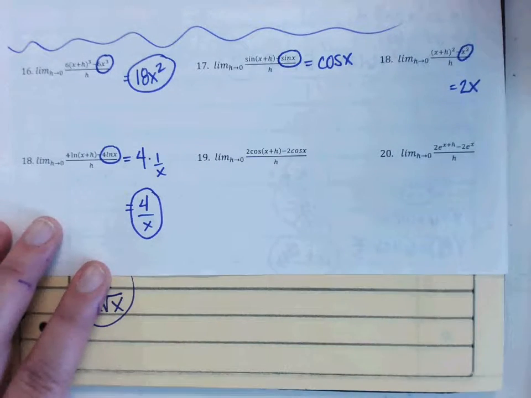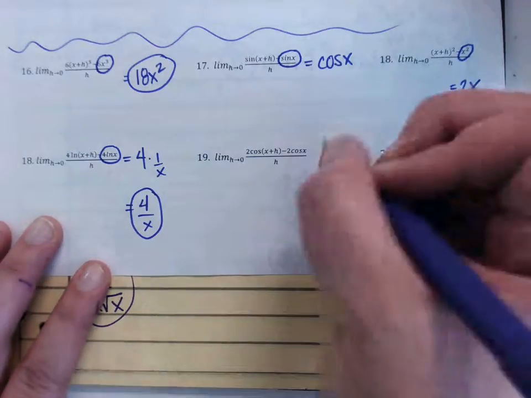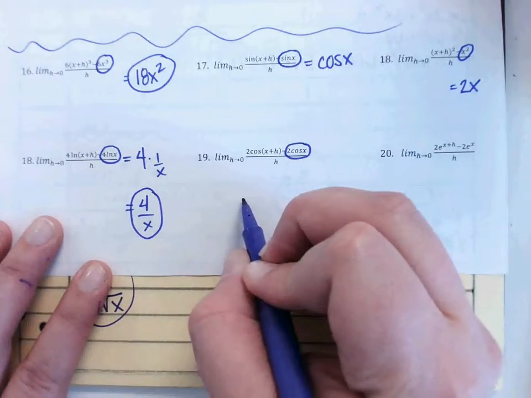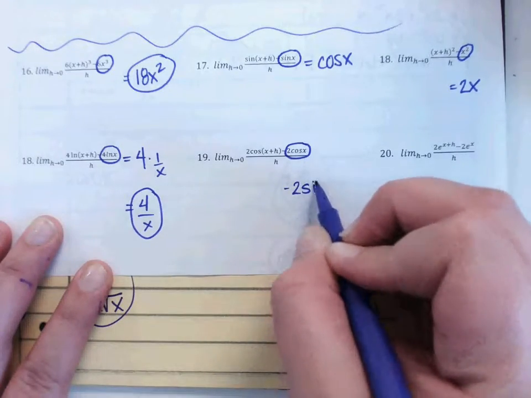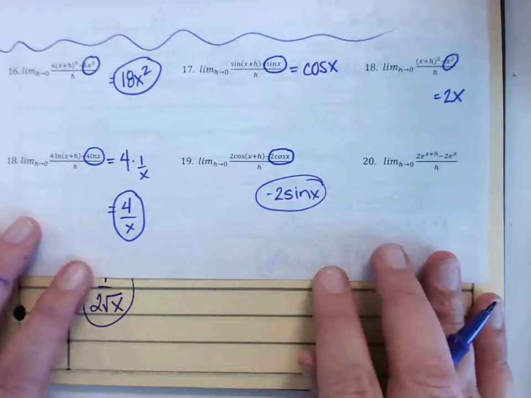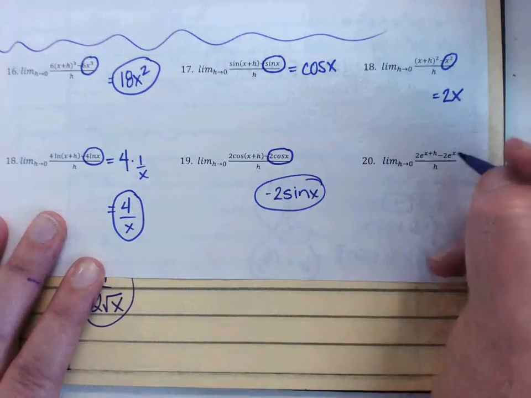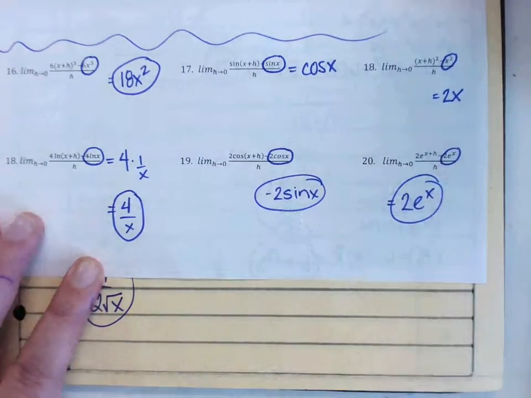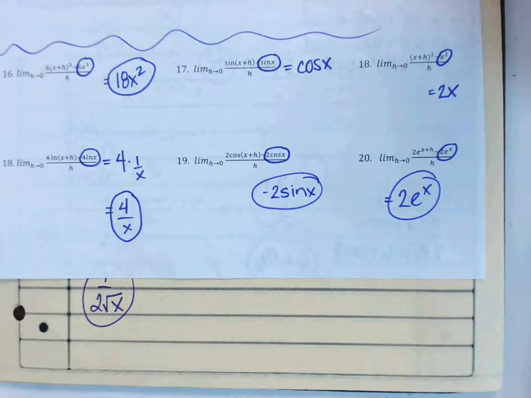Okay, next one, circle the function. What's the function? What's the derivative of 2 cosine? Negative 2 sine x. Good. And then last one, 2e to the x. What's the derivative of that? You're done. Great.